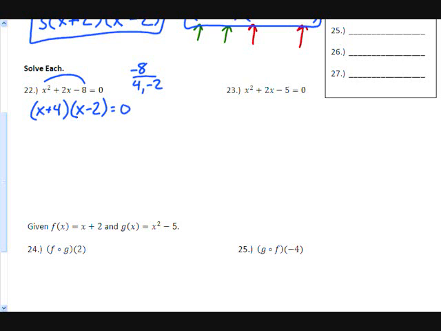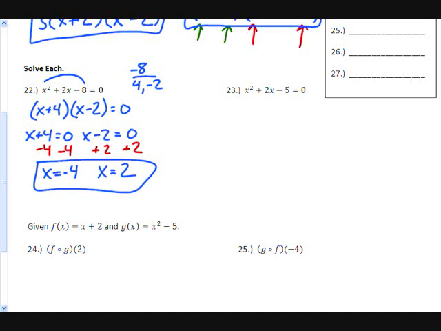And now I can set each factor equal to 0. So here I subtract the 4 from each side, and I find out that x equals a negative 4. Here I add the 2 to each side, and find out that x equals a positive 2. So those are my two answers, and that's it.